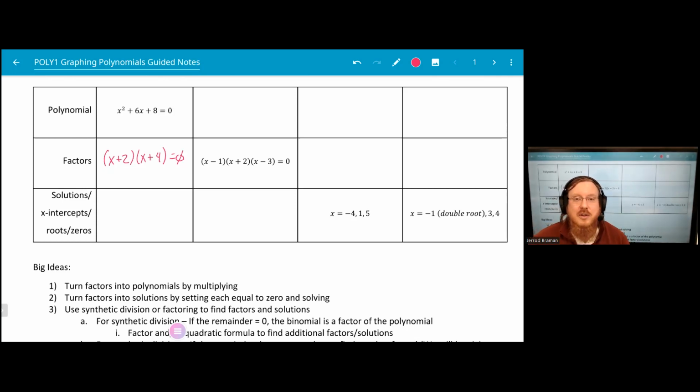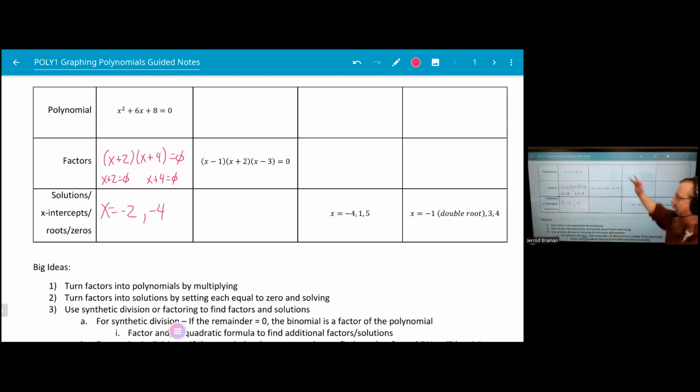And if I wanted to find the solutions, I take those factors individually or independently. Remember, factors are things multiplied together. So x plus 2, set that equal to 0 and solve. So x equals -2. I would do that with my other factor as well. x plus 4 equals 0. So x equals -4. So what we're trying to do right now is build a relationship between polynomials, factors, and our solutions, roots, zeros, or x-intercepts. That's what we're trying to build this between.